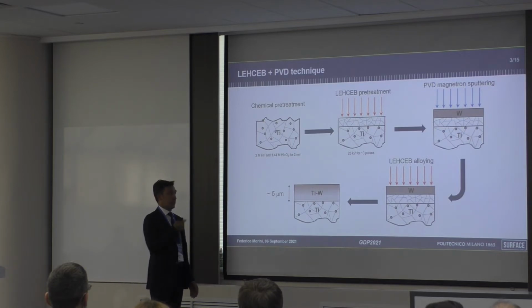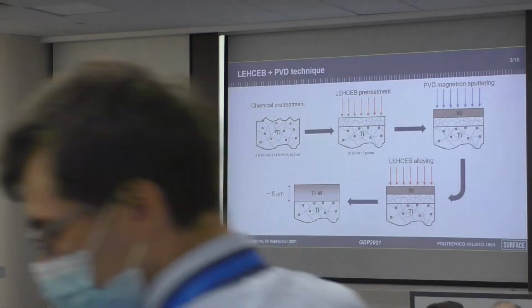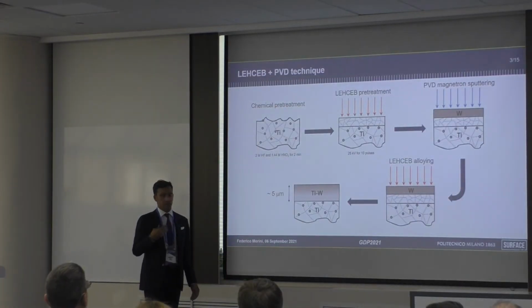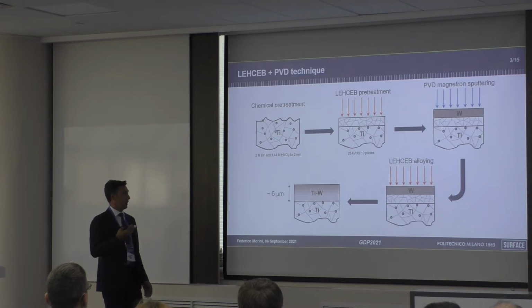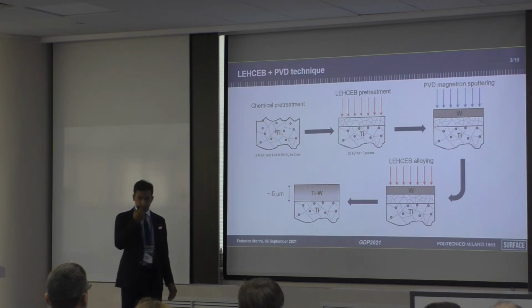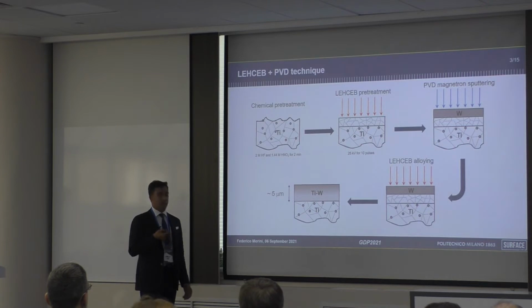be present. And so after this pre-treatment, we did our PVD deposition and a low energy high current electron alloying in order to produce at the last step a surface alloy that has a thickness around 5 micrometers with a graded composition from the surface to the bulk of the material.